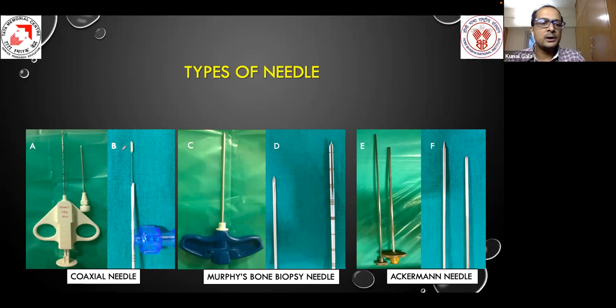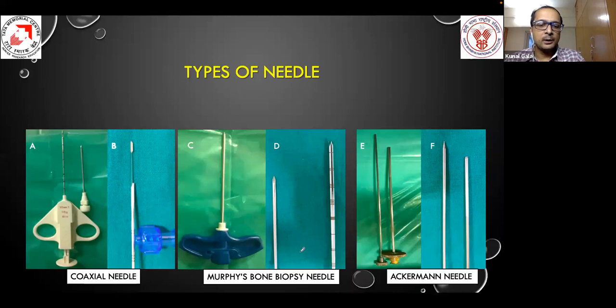As and when one gets accustomed to the coaxial system, one can go on to an automatic system. So the advantage of the automatic system is that we don't know where the throw would be occurring, and one needs to be pretty much careful if there is some vessel beyond that. But the cores obtained with the automatic needle are much better than with the semi-automatic needle.